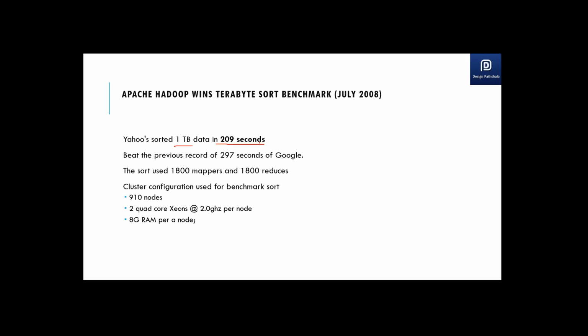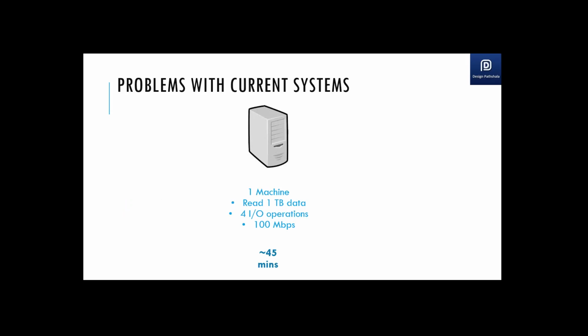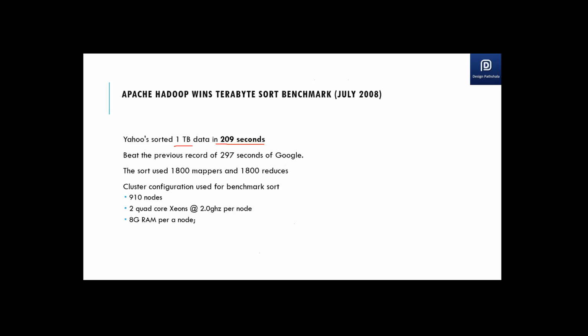So this is the kind of processing which people are able to achieve, and if you have to just read this data on a single machine, it requires 45 minutes. Prior to that, Google had a record of sorting 1 terabyte of data in 297 seconds, but that was broken by Yahoo, I think in 2008.